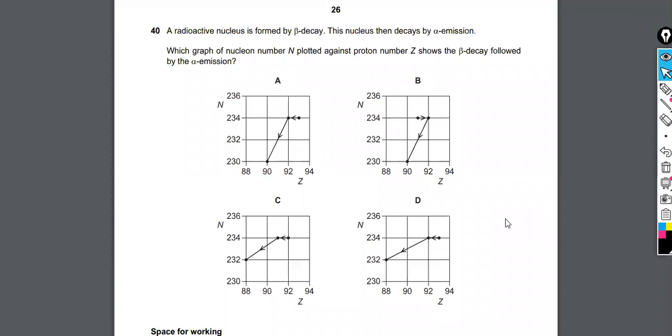In this video, I'll be going over question 40 from paper 13 from the summer administration of the ACE Physics exam 2013, paper 13. A radioactive nucleus is formed by beta decay. The nucleus then decays by alpha emission. Which graph of nucleon number N plotted against proton number Z shows the beta decay followed by the alpha emission?